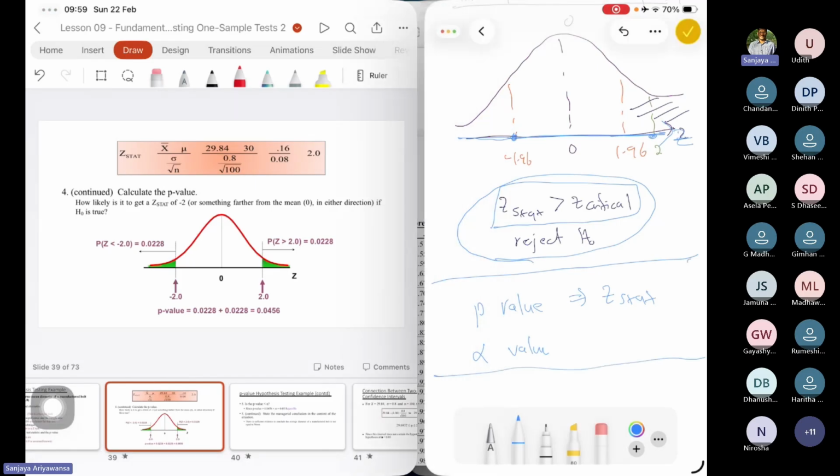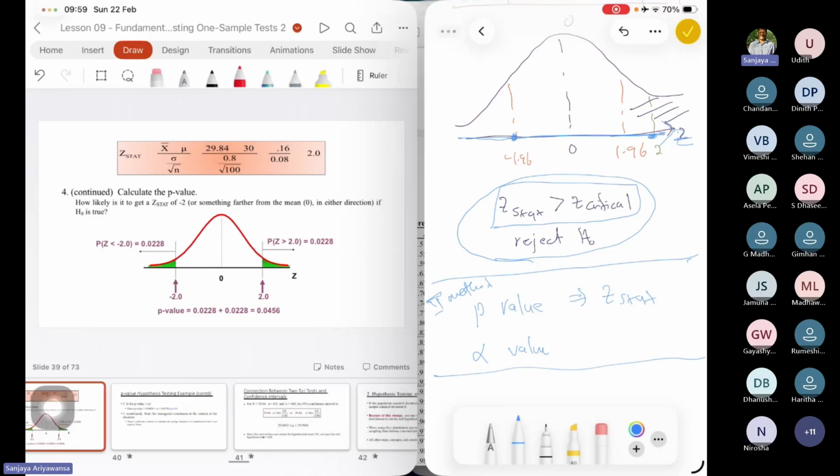So in our first method, we are comparing the values on this axis. In the second method, what we are doing is comparing the probability values. That's the regions covered and arriving at a decision.